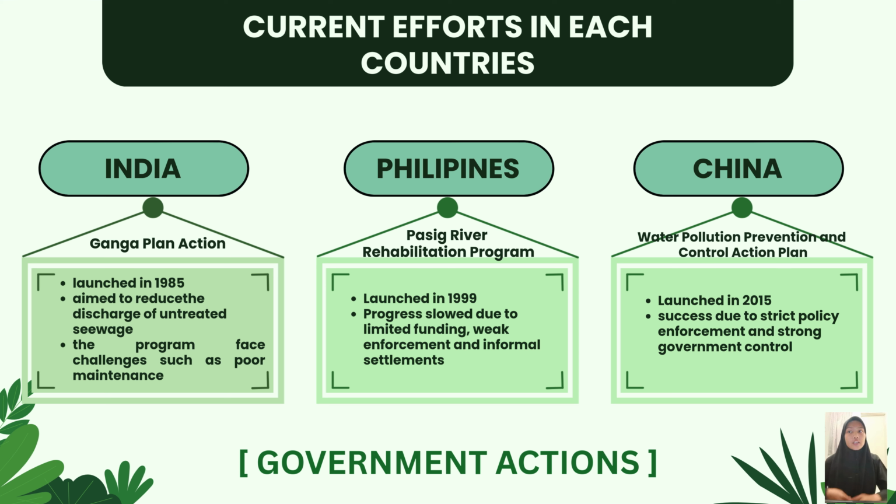So first, in India, the government launched the Ganga Action Plan in 1985 with a local budget of approximately 20,000 to 22,500 rupees to reduce the discharge of untreated sewage and restore the river's health. The plan includes sewage treatment plant (STP) construction and upgrades, treatment of wastewater, and industrial effluent monitoring. However, there are still weaknesses in this action, particularly poor governance, inefficient use of funds, and poor maintenance of sewage treatment plants (STPs).